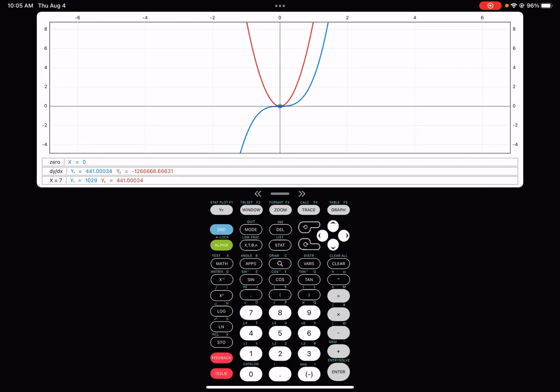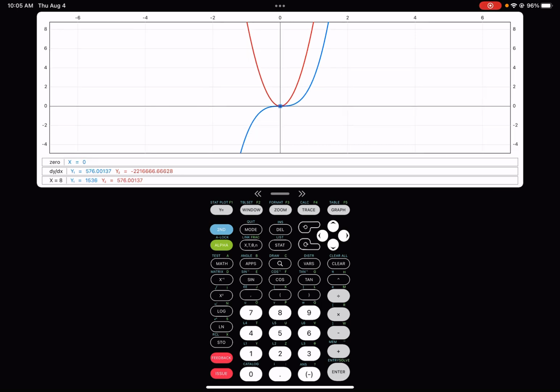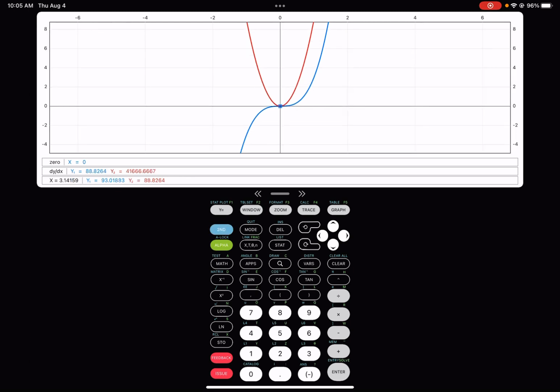What's cool about this is technically now I can evaluate any point I want. I can say, hey, if I just hit 8 right here, I'm not going to calculate. All I'm doing is hitting 8 and I hit enter. It tells me that y1 is 1,536. y2, that's the derivative, is 576. So I can just keep plugging in values. I can say, hey, what's the value at pi? Oh, look, y2 is 88.8264. That's going to be pretty powerful on these notes, and it's going to be pretty powerful on the homework as well.